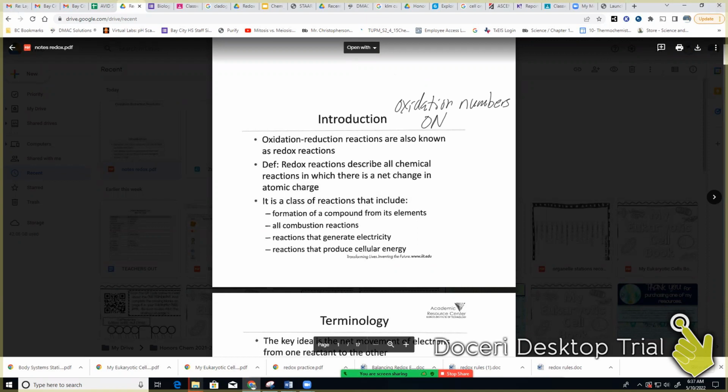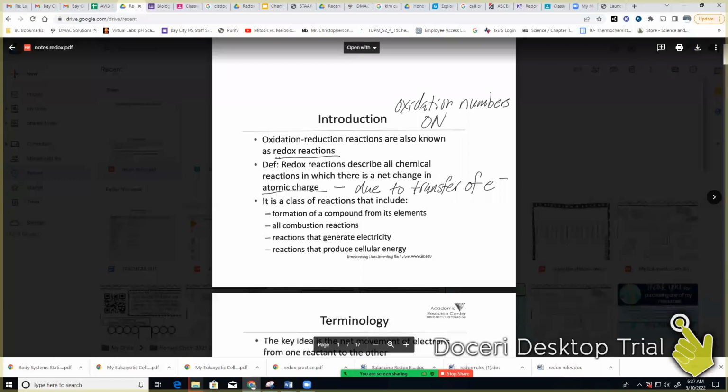So redox reactions describe any chemical reaction in which there is a net change in the atomic charge, not in the atomic number. And this change is due to transfer of electrons. So one element or compound is going to lose electrons and another one is going to gain them. So we're going to see a change in oxidation number between elements or compounds from what they originally were in the reactant to what they become in the product.